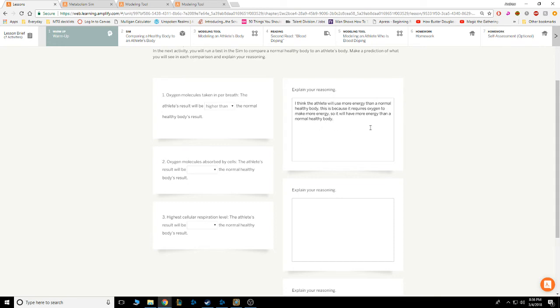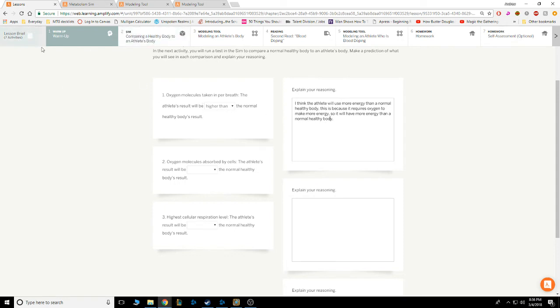Alright, I want you to now practice this same thing with part 2 and part 3. You want to know whether the oxygen molecules absorbed by cells in the athlete's body will be higher. You want to know whether the cellular respiration will change. And you want to make sure that you explain your reasoning for both of them. Remember that the answer I've written here may not necessarily be correct. It's an answer I've just written to show you how to pick out these boxes and how to explain your reasoning. So be sure you use the sim to find out.